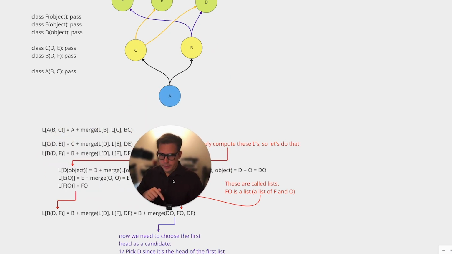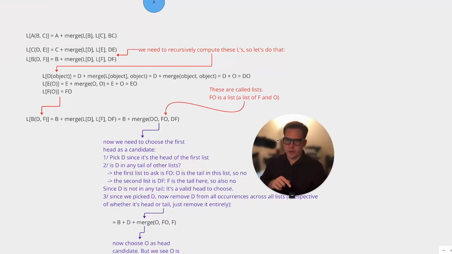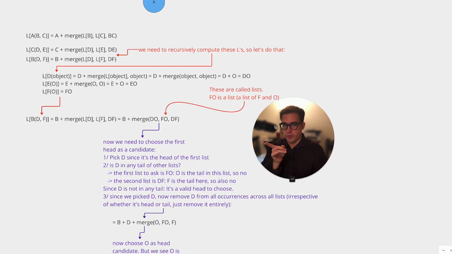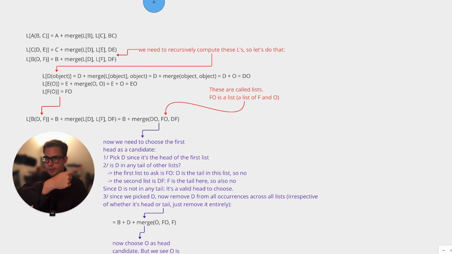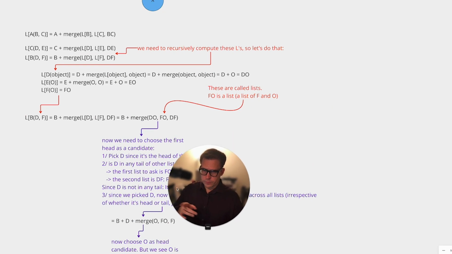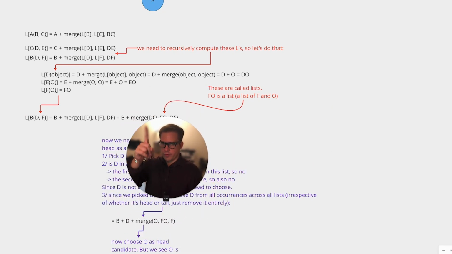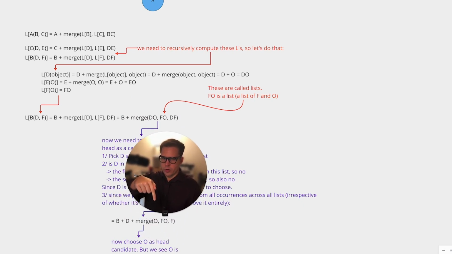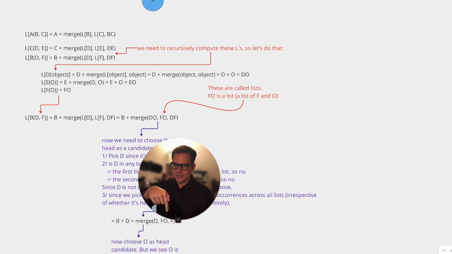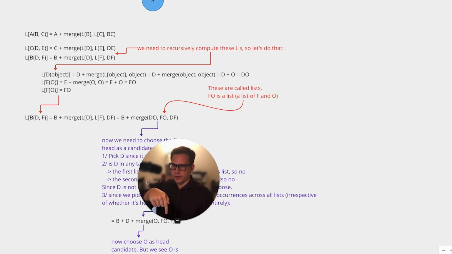Is D a valid head? Yes, it is. DO. D is not in the tail of anything else. It is in the head here, but not in the tail. Great. You can pause the video too, but this is another description of the merge algorithm, and we're already experts at that. So you extract D as a valid head, you get BD right here. You remove D from all this, so you merge it with O, and you merge it with FO and F. Fantastic. Is O a valid head? No, it's in the tail here. So the next thing is not O.